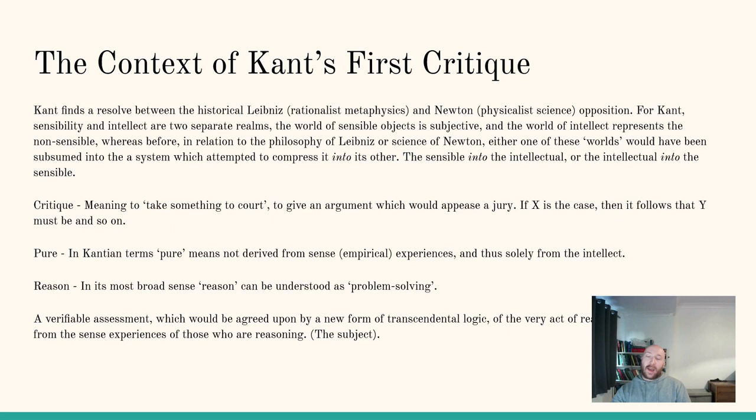So Kant finds a resolve between the historical Leibniz, the rationalist metaphysics, and Isaac Newton, the physicalist science. For Kant, sensibility and intellect are two separate realms. The world of sensible objects is subjective. Sense organs subject, the world we get the representation, it's subjective. And the world of intellect represents the nonsensical, thoughts, mind, etc.